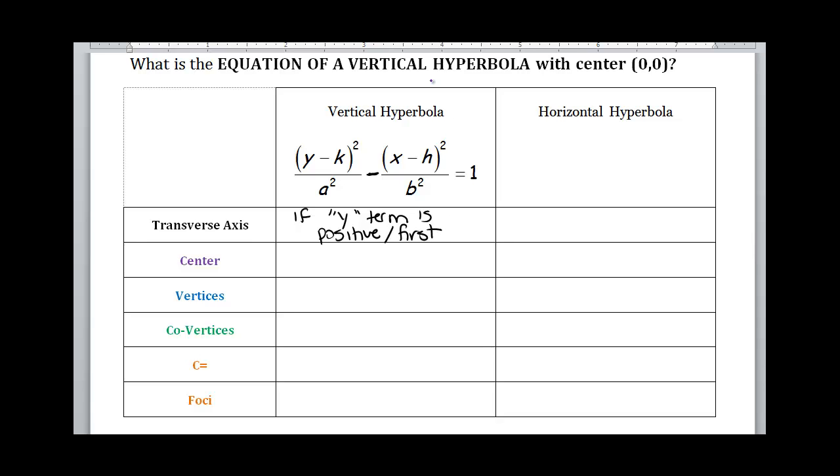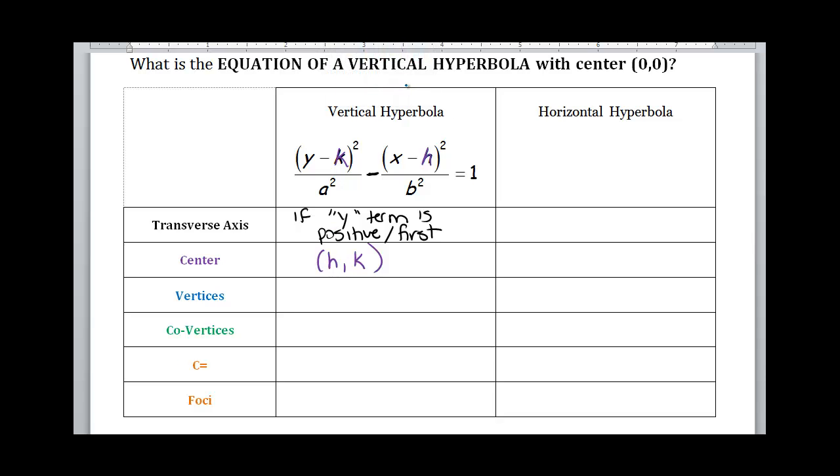Now your center is still going to be (h, k), just like it was with ellipses and circles. But please note, because y is the first term, the opposite of k is the y value, and the opposite of h, again, is the x value.